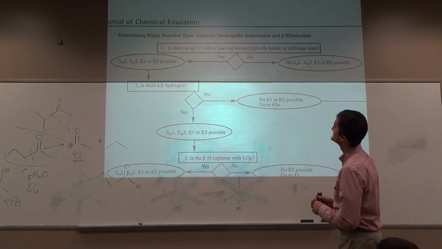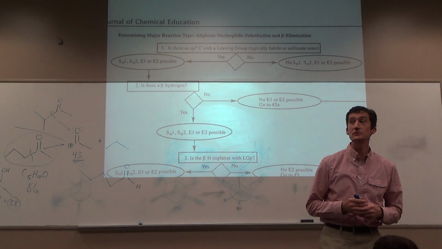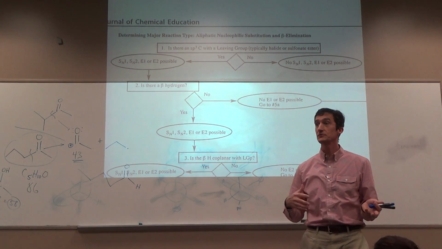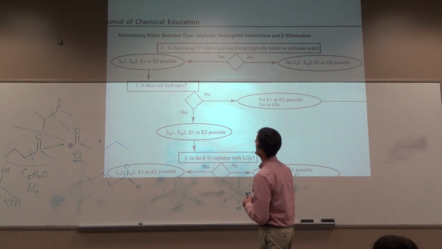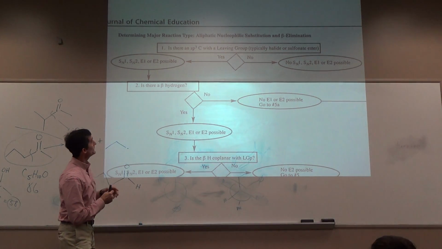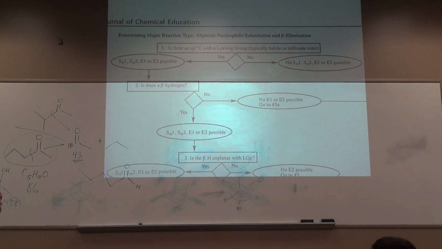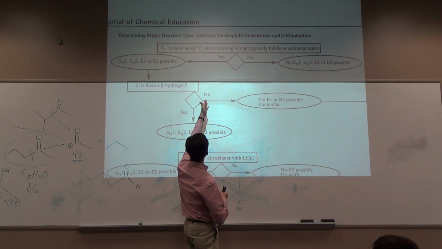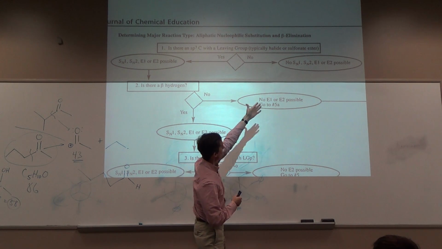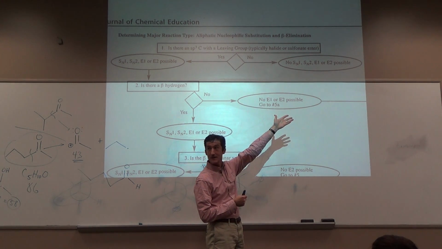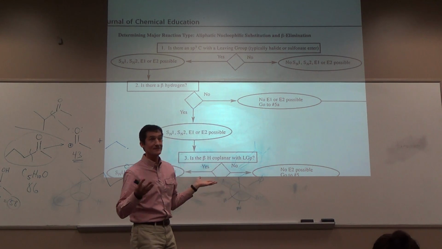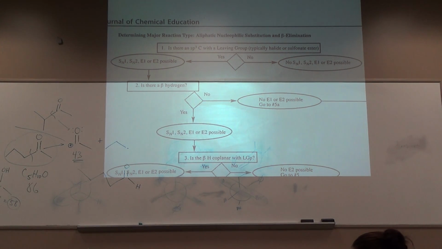This is a flow chart for predicting substitution or elimination reactions, either SN1, SN2, whatever. First question, is there an sp3 carbon with a leaving group? If there is, congratulations, you can do substitution and elimination reactions. That means all these are possible. If there is no sp3 carbon with a leaving group, guess what? You can't do them. But we already know that, right? So step 1 we already knew.